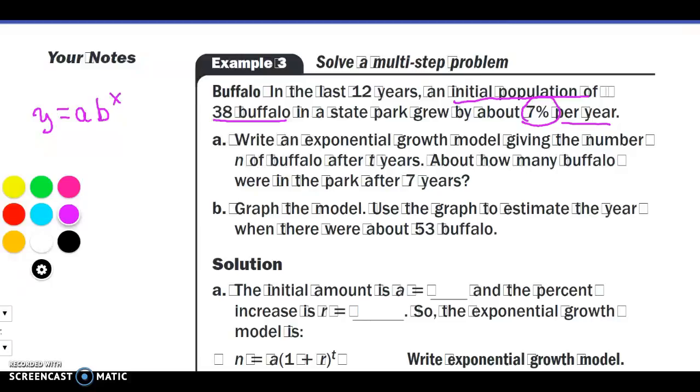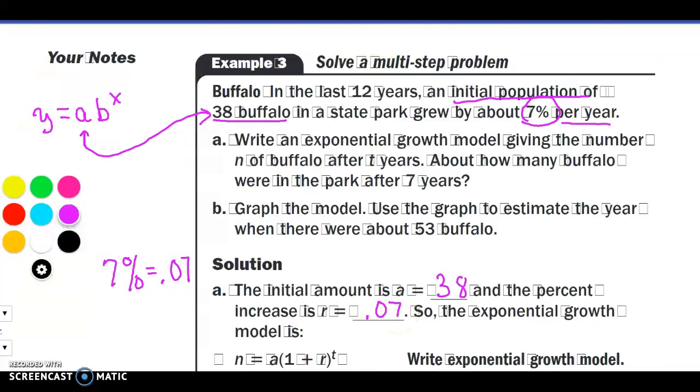So the initial amount is our a value. A is always the starting amount. And in this case, the starting amount was 38. So we're going to fill that in down here: a equals 38. The percent of increase is 7%. Now, our rate is 7%, and we're going to write it as a decimal. So 7% written as a decimal is 0.07. Percent is per 100, so 7/100 is 0.07. We're going to write that in here for r.